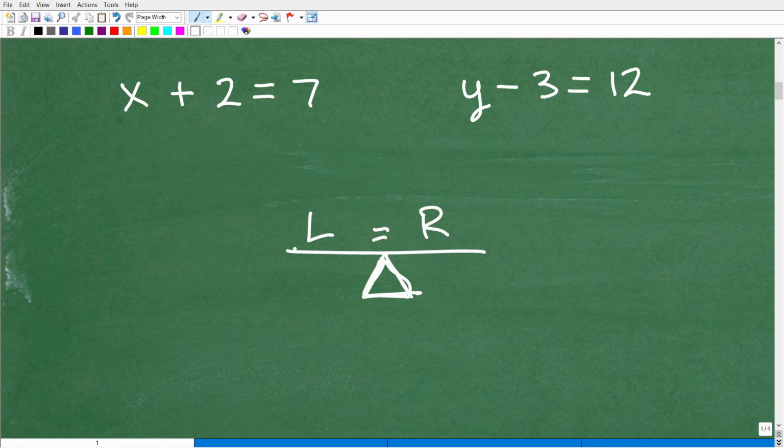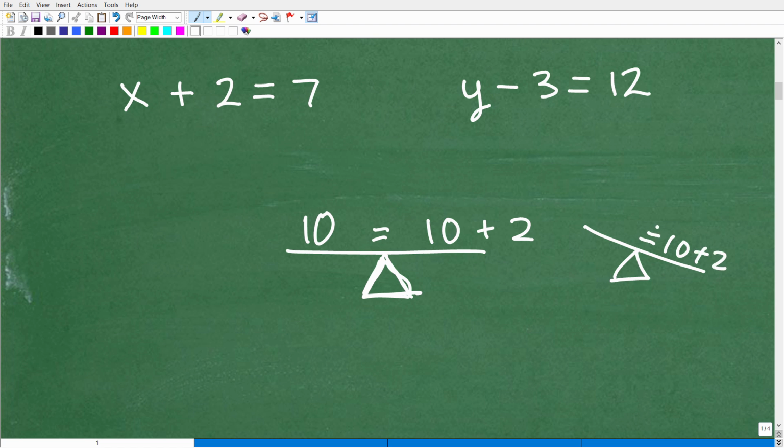Now, if I have something imbalanced, let's imagine: I have 10 pounds over here and 10 pounds over there, and the scale is nicely balanced. Now, if I add 2 pounds on this side, what happens? It's going to tip this way, right? It's all of a sudden heavier. I've got 10 plus 2, so this is no longer equal to 10. How can I fix this situation? Well, I could do one of two things: I can remove the 2 or I can add 2.